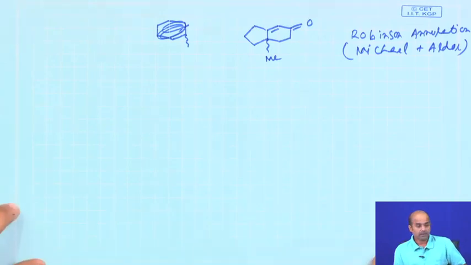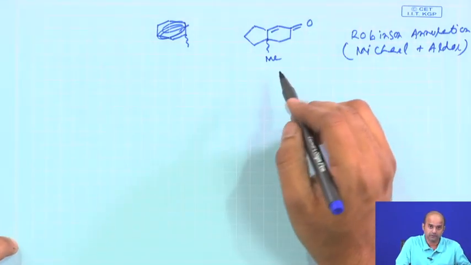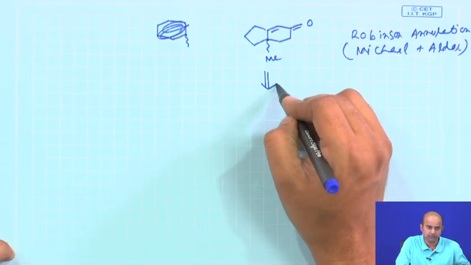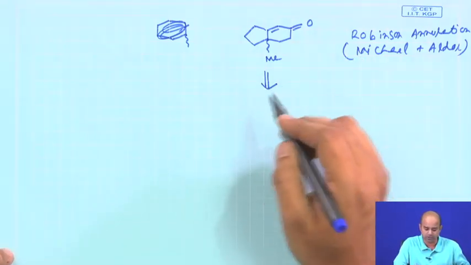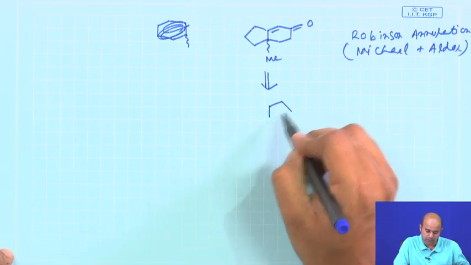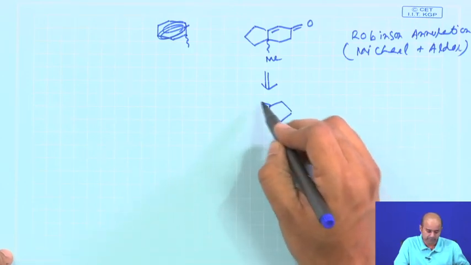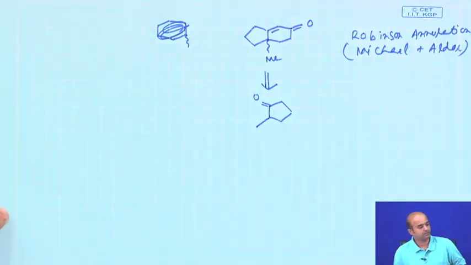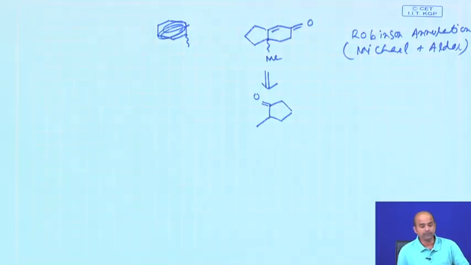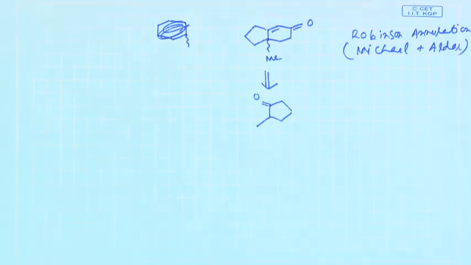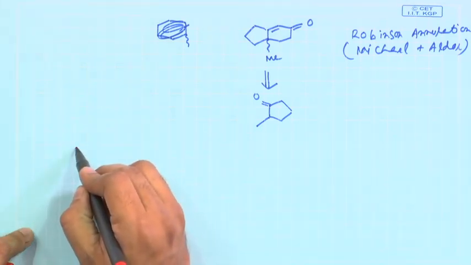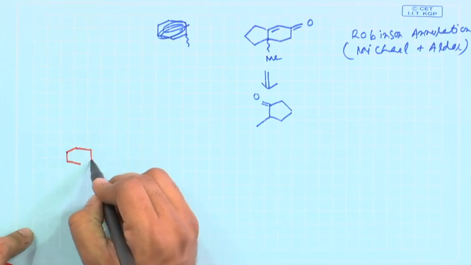Now, here we have given a prerequisite. The prerequisite is you cannot use Robinson annulation. The starting material given to you is a similar kind of starting material to that used in the Robinson annulation. That is absolutely tricky. So, you have to devise another pathway which is not exactly what the Robinson annulation pathway demands. Let us try to analyze this pathway. The initial retro was shown in the PowerPoint.